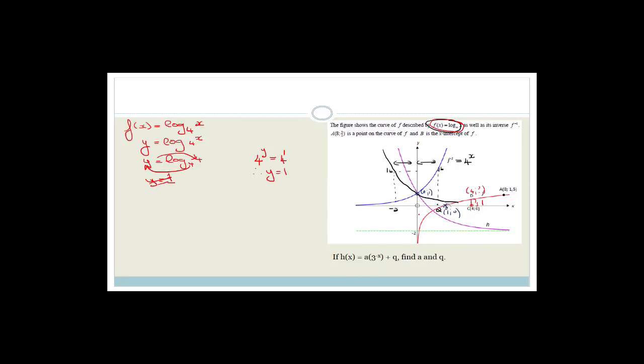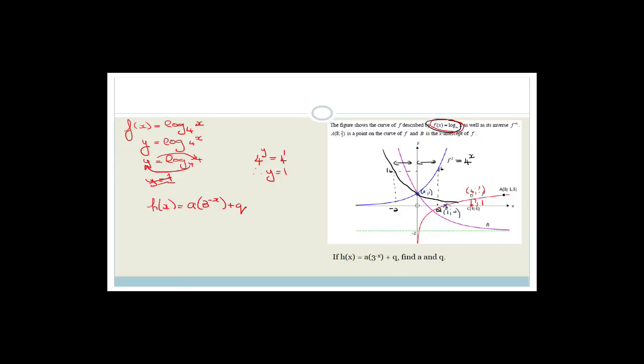Okay, now it says h of x is equal to a times 3 to the negative x plus q. Oh, there's h. I was wondering why we suddenly had an h. Okay, h of x is equal to a times our 3 to the negative x plus q.